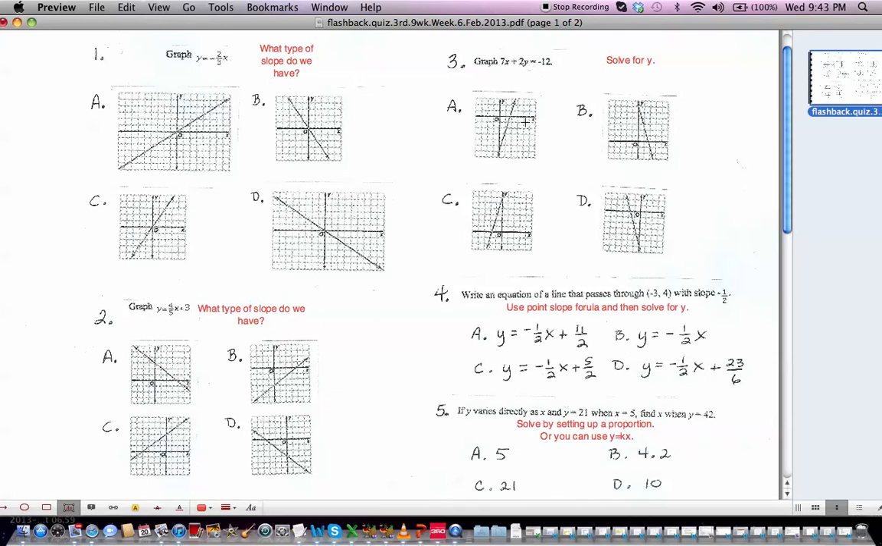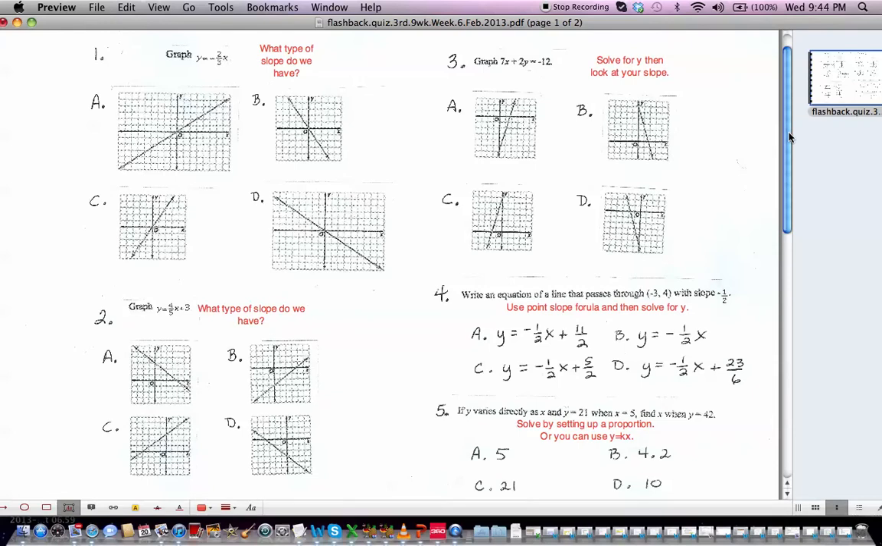Okay. Number 3, graph this line. This is in standard form. Solve this for y, look at your slope, and then see which line that would be. You got to solve this for y first, though. Solve for y, then look at your slope, and then it'll tell you which type of line you should have there.